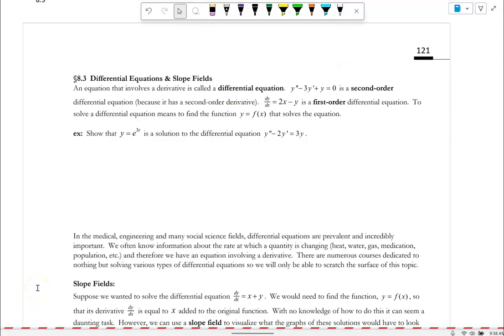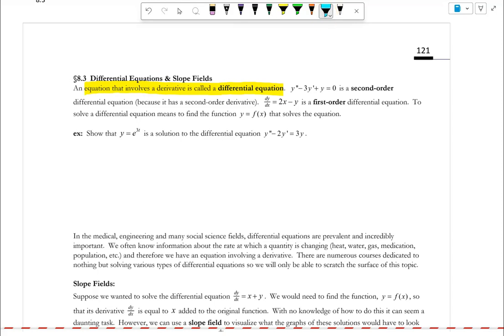In section 8.3, we're working with differential equations and slope fields. And I'm going to note that differential equations are nothing new because they are just equations that involve a derivative. So for example, y double prime minus 3y prime plus y equals 0, we call that a second order differential equation, since it involves a second order derivative. We will mostly work with first order differential equations, meaning they involve y prime or dy/dx.